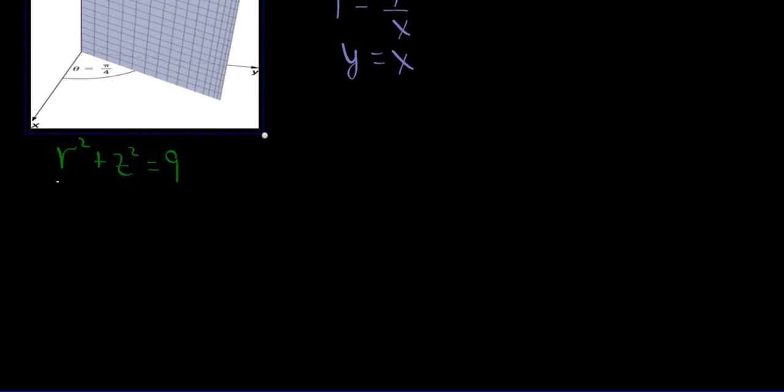Now let's look at this one. Here we've got r squared plus z squared equals 9. Now, sometimes when we're trying to figure out what something looks like, it might help us if we see something obvious that we can convert. For example, I see this r squared and I'm thinking x squared plus y squared. Right? That's what r squared is. And then I've got plus z squared.